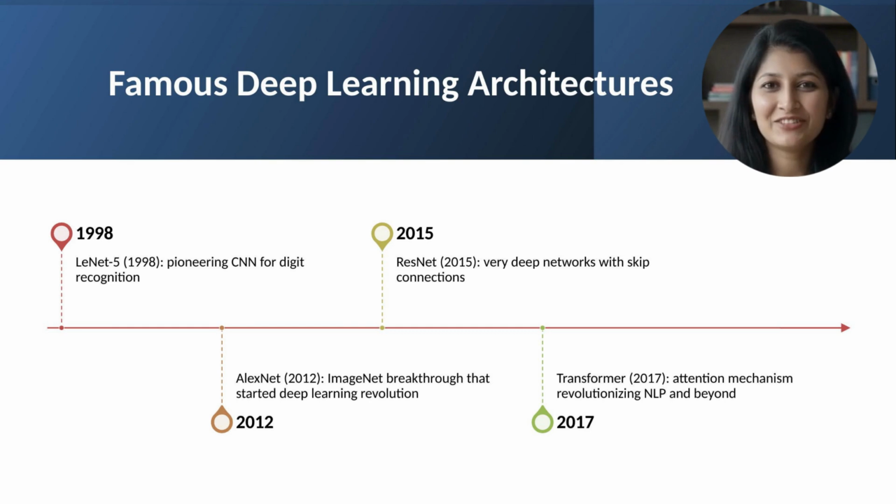The Transformer in 2017 revolutionized natural language processing with the attention mechanism. Unlike RNNs that process sequences sequentially, transformers process all tokens in parallel, attending to relevant context wherever it appears. This enabled much larger models and better performance. Transformers now dominate not just NLP, but are expanding to vision, audio, and multimodal domains. GPT, BERT, and modern large language models are all transformer-based. Each architecture represented a breakthrough in capability or efficiency, pushing the field forward.